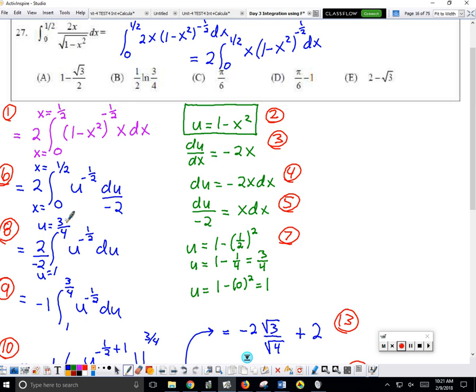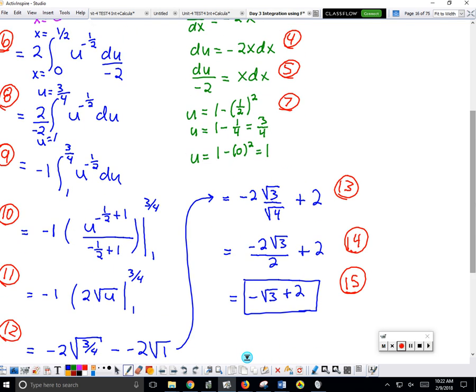Other questions? Awesome. Okay, right here, we just need to find the antiderivative. So this is just u to a number. So the rule is add 1, divide by the same. But we still got to plug in the limits.